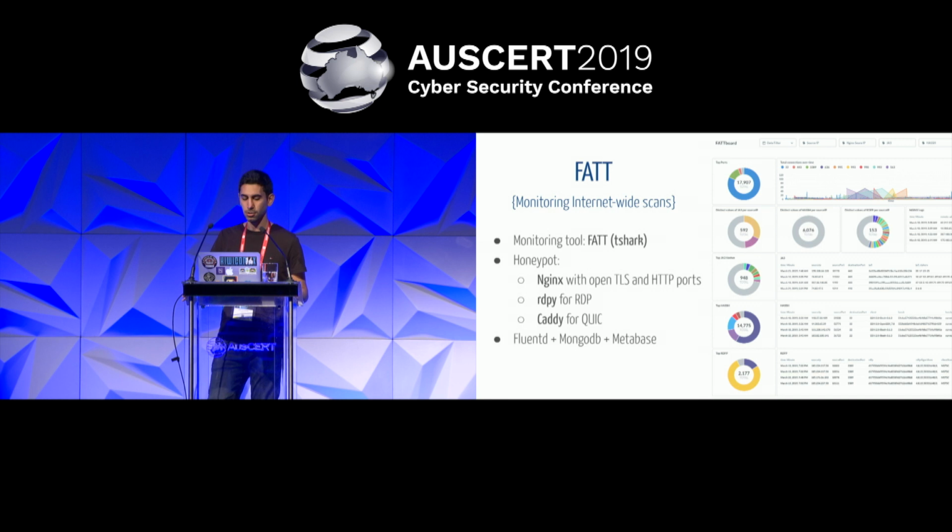Instead of Bro, I started using my own tool, which I released a couple of days ago, called FATT, Fingerprinting All the Things. It's based on TShark and uses the Python wrapper for TShark. The reason I used that was because I wanted to log new protocols like QUIC and RDP, and I wanted a way to quickly create experimental fingerprints, the same thing I showed you for RDP, RDFP. So this was, I guess, the best choice for that.